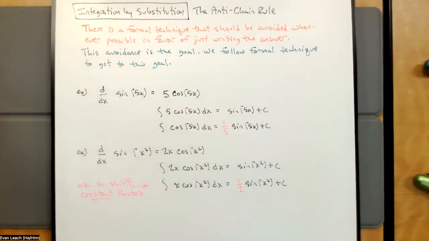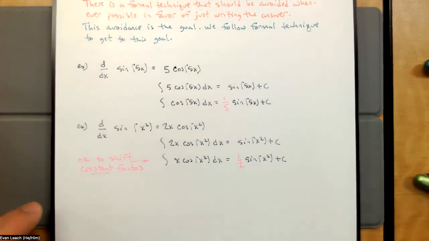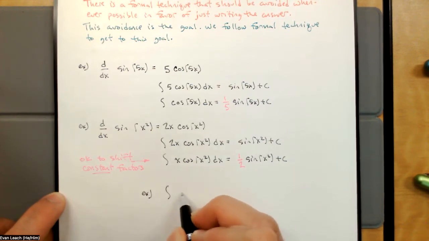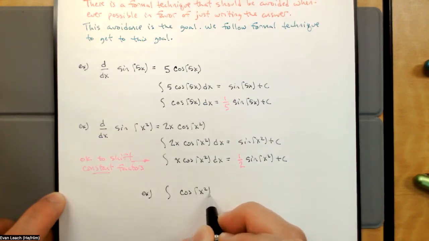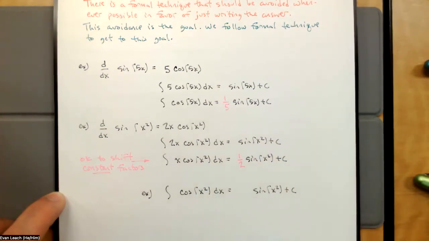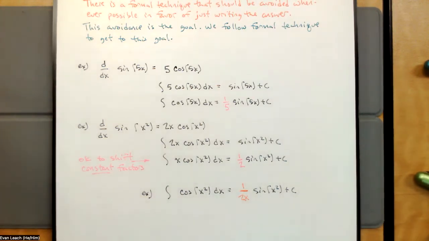It's okay to shift the constant factors. But I wouldn't just be able to divide by 2x. So for example, if we had the integral of cosine of x squared dx, I couldn't just say that this is sine of x squared plus c divided by 2x. We can't just divide by the derivative of the inside because the derivative of the inside is not just a constant.